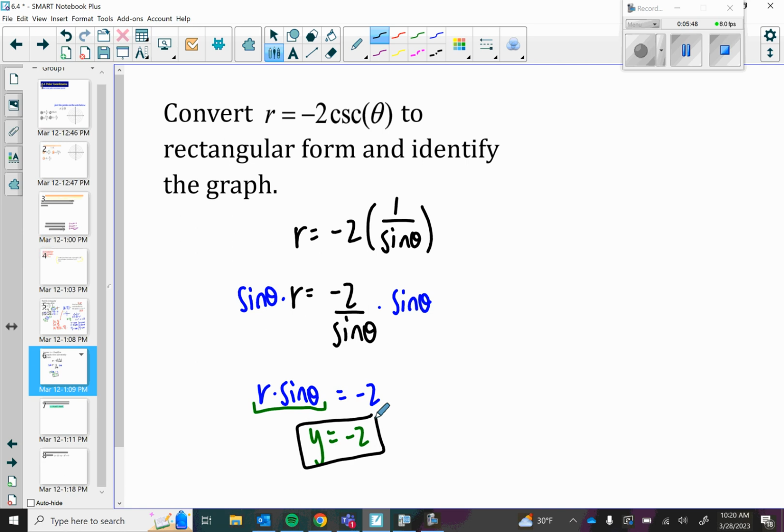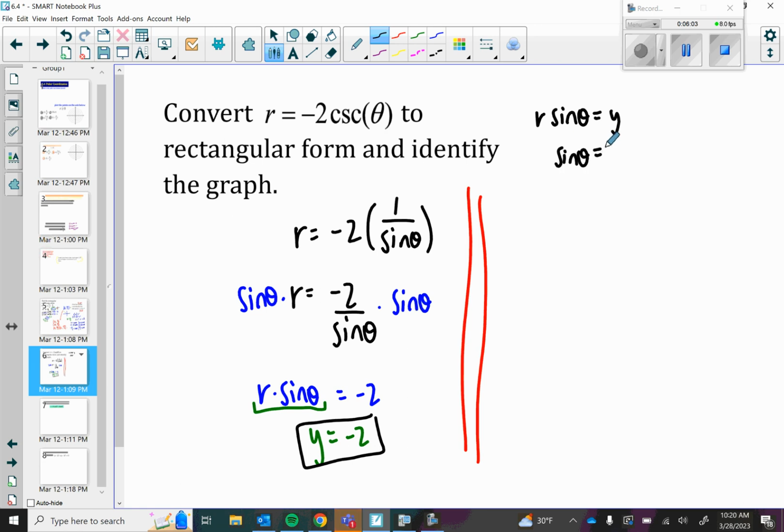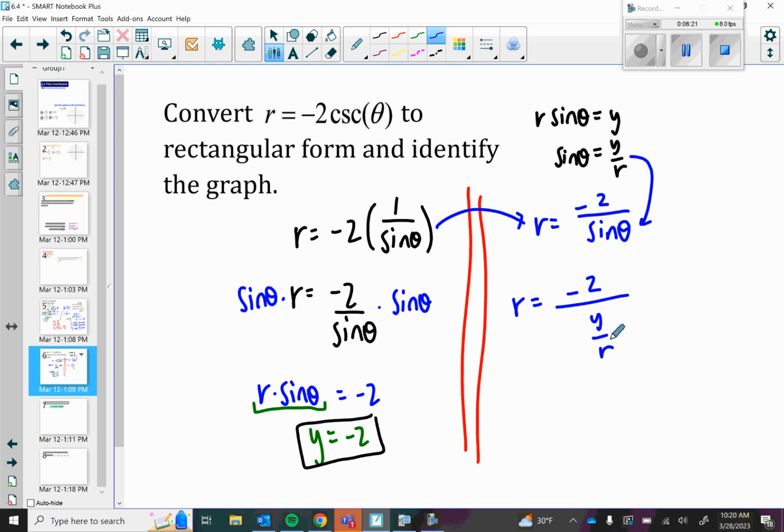However, it's very possible you could have thought about this in a different way. So I want to show you one other method. We again know that r times sine of theta is y, or that sine of theta is equal to y over r. So when we got to this point, that r is equal to negative 2 over sine of theta, you could have thought, I'm going to plug this in. r is equal to negative 2 over y over r, which we need to simplify. If we're dividing by a fraction, I'm really multiplying by the reciprocal, negative 2 times r over y.